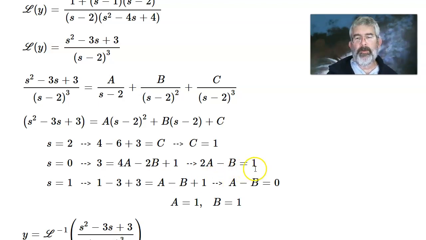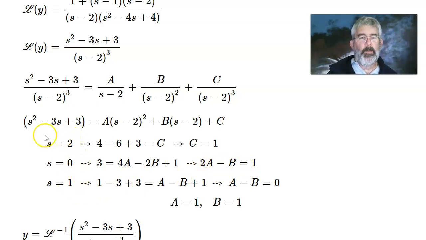So this 2 becomes the 1, that 4 becomes a 2, and the negative 2 there becomes a negative 1, right? So anyway, that's an equation with two variables in it, a and b. I need another equation, so let me plug one more value of s in.